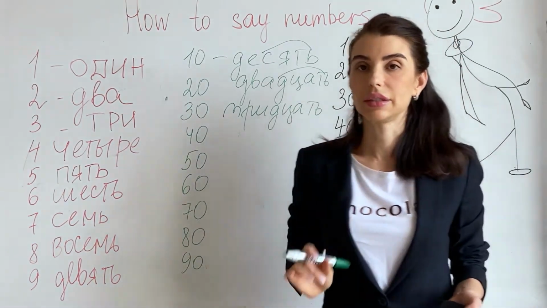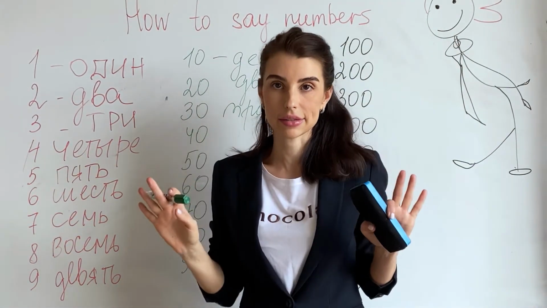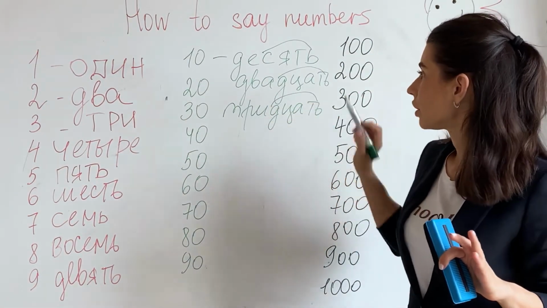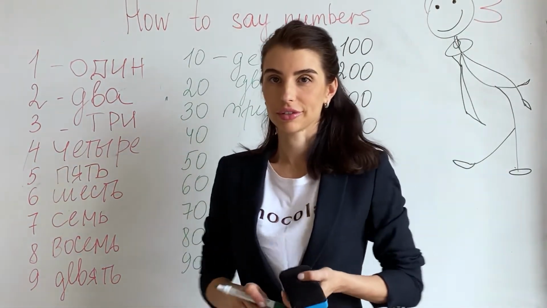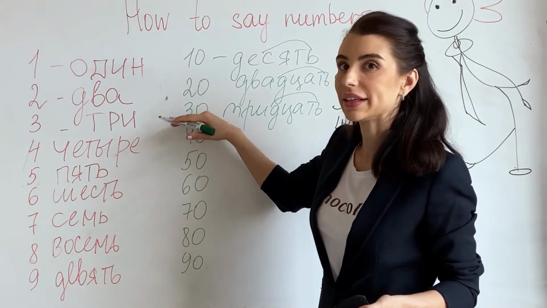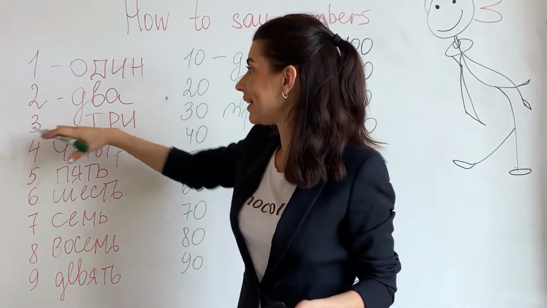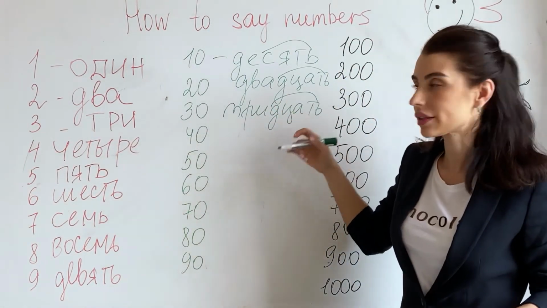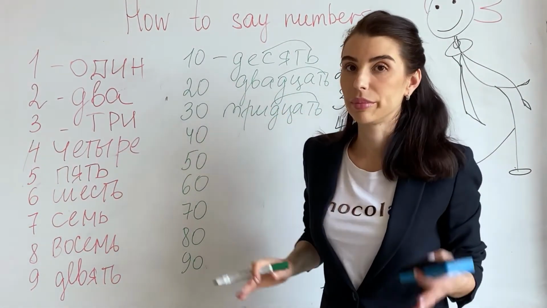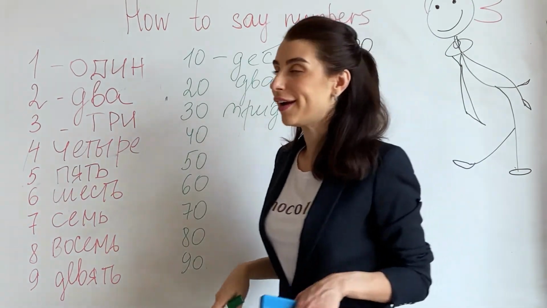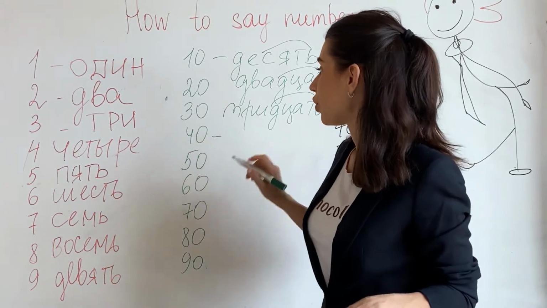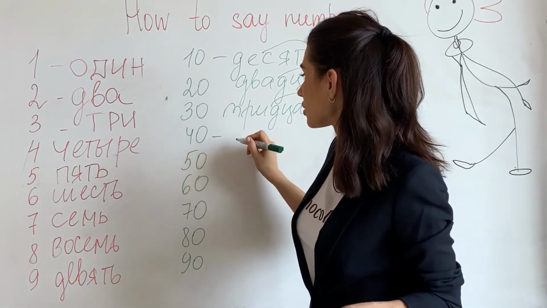Why 20? 20 means 10, 10. So, old Russian traditional language. So, 3, 20. 4. So a bit different, as in any language we have. So 4, 40.